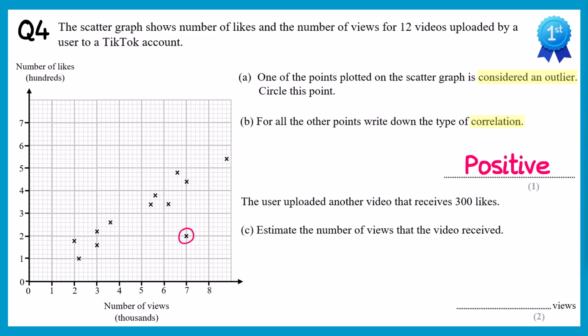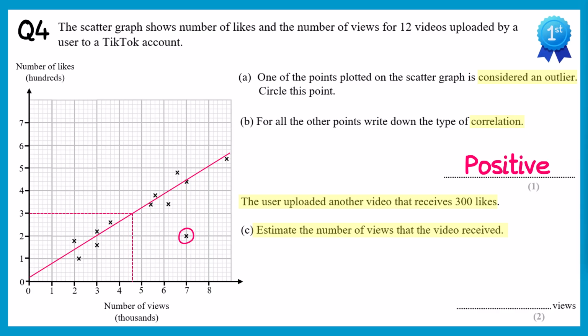In the third part of the question, we're told the user is going to upload another video and it receives 300 likes. We need to estimate the number of views that the video received. To do this, we're going to draw a line of best fit, which is a straight line that goes in the direction of the points with roughly the same amount of points above and below the line, so something that looks like this. We then find the point that corresponds to 300 likes, and go across until we hit the line of best fit. When we hit the line of best fit, we then go down to the axis for views, and read off this number.